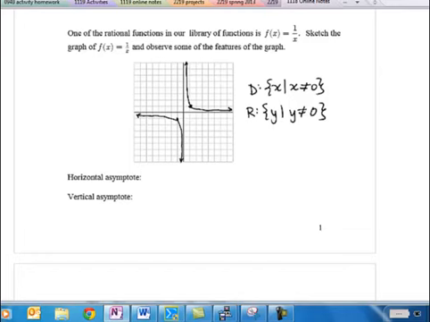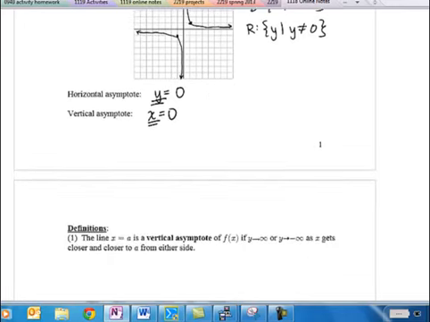The horizontal asymptote is the x-axis, which is the line y equals 0, and the vertical asymptote is the y-axis, which is the line x equals 0. Notice that it's important to write the y equals or the x equals. You don't want to just write 0 because then it's not clear whether you have a horizontal line or a vertical line.